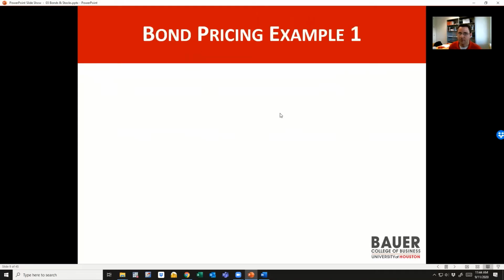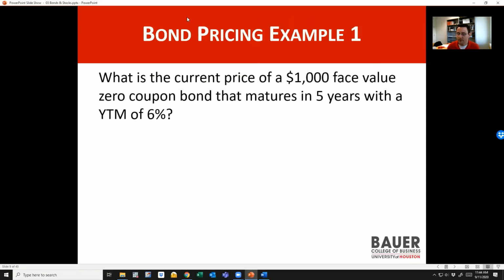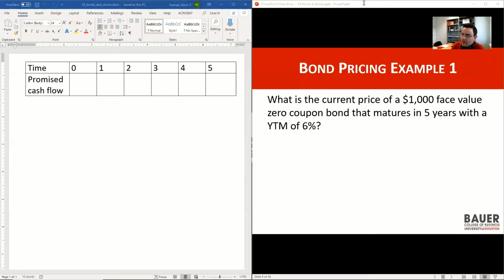So let's go through some examples, make sure we're okay with the mechanics. We're going to start with a very simple zero coupon bond here. We're going to get rid of coupons, just focus on valuing the principal amount here. We need to find the price of a $1,000 face value zero coupon bond that matures in 5 years with a yield to maturity of 6%. Okay, so we're starting as simple as possible.